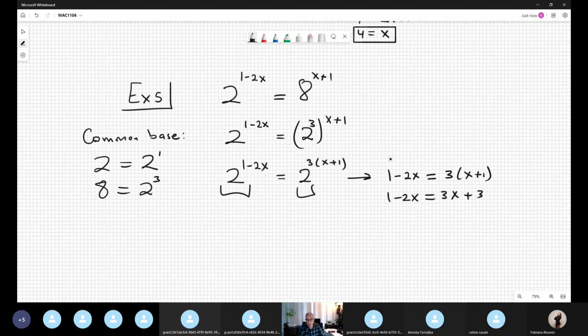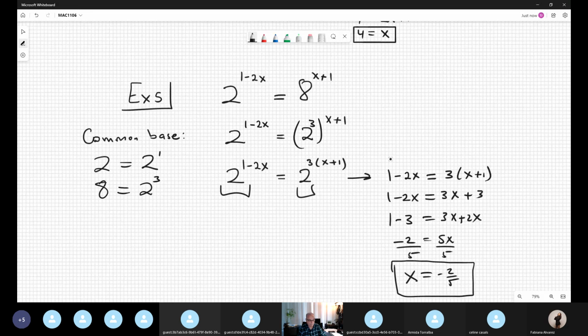There are many ways to solve that. However, in my opinion, it's best you stay 1, bring down, subtracting 3, I'm moving 3 to the left, 3x stays here, plus 2x. Entonces, minus 2 equals 5x. Divided by 5, both sides. x is equal to minus 2/5. That's the answer.